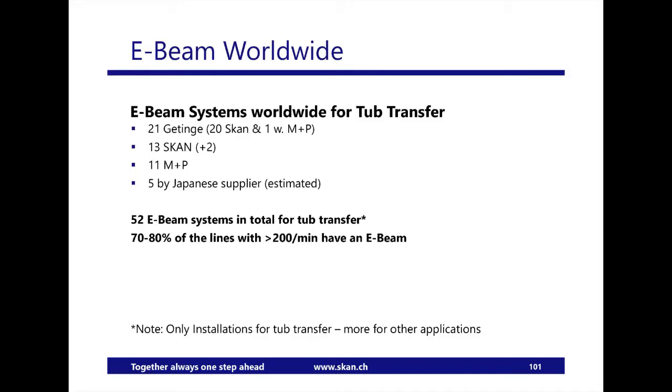Actually, these are 13, and I know today, in February, that we have 2 more on order now, so it's 15 e-beam systems. So how many e-beams do we have worldwide in the pharmaceutical industry? It's actually the 21 from Getinge. It's the 13 from Skan plus the 2 we are expecting. 11 has MMP, 5 by Japanese. So we are at around 52 e-beam systems in total for tub transfer worldwide.